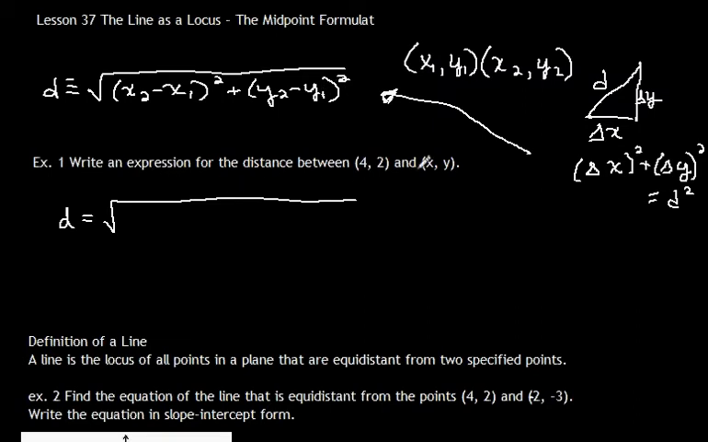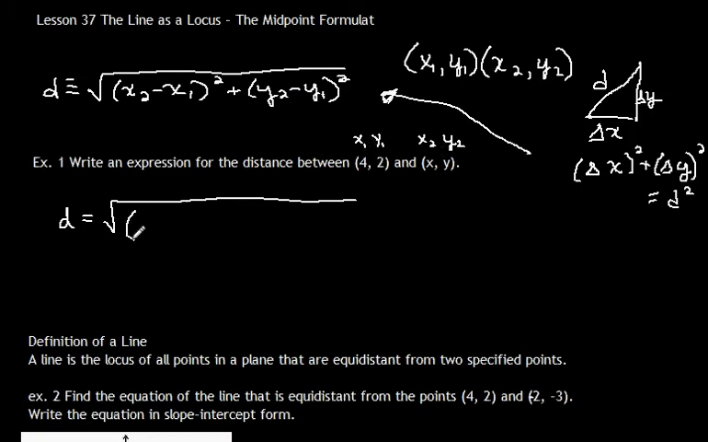So right away they're giving us a problem. It says write an expression for the distance between 4, 2 and x, y. So you're not going to actually get any answer. They just want you to write an expression. They don't want to actually find the distance. So this would be your x1, y1. This is your x2, y2. So every place you see an x1, you put a 4. Every place you see a y1, you put a 2. So this is all you do for this problem.